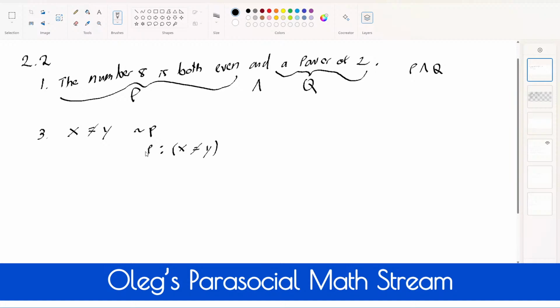P and Q for the first one: P, 8 is even. Q, 8 is a power of 2. So you want to rewrite them a little bit. I didn't rewrite them, so we're just going to rewrite this. So I put them in the right places, but I didn't rewrite them. So I probably would have gotten full credit for this.